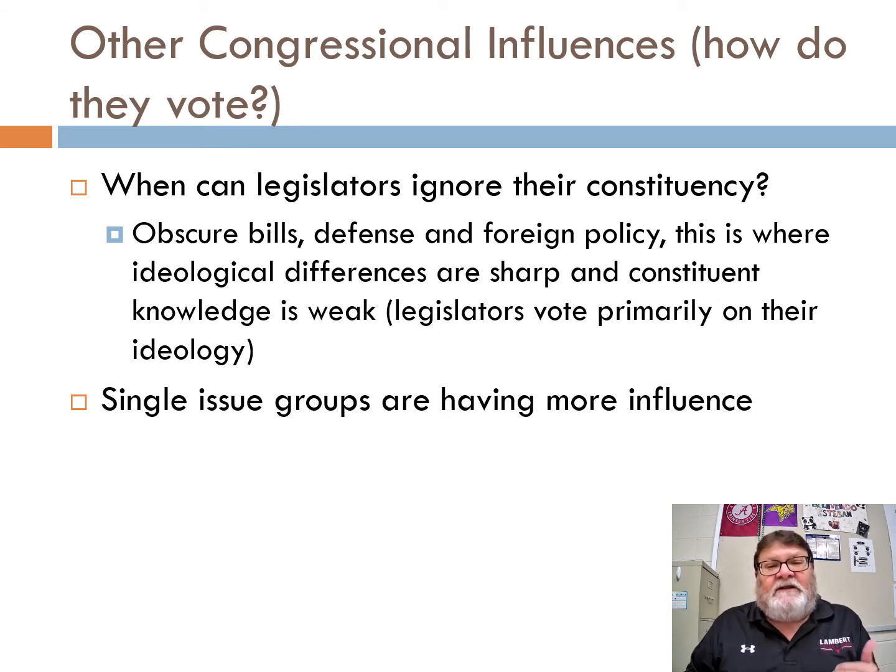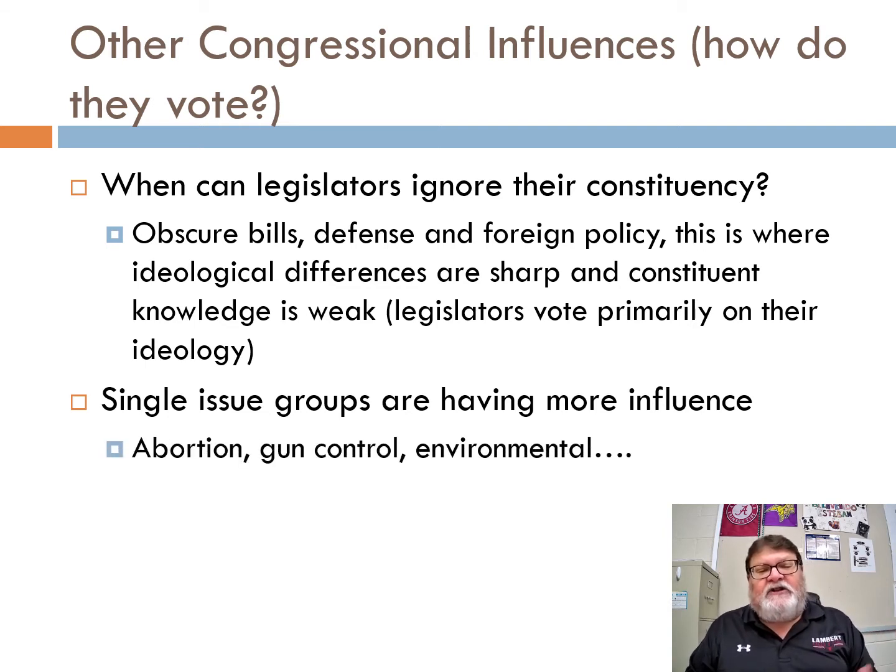There's another influence, though, and one of those things is what we call single issue groups. We talked about single issue voters in Unit 1 a little bit. So we're talking about single issue groups. They are beginning to have more influence, and this is on either side of these issues. There's single issue groups on both sides of the abortion debate, on both sides of the gun control debate, environmental, and a variety of other things. They are starting to have a little bit more influence as well.